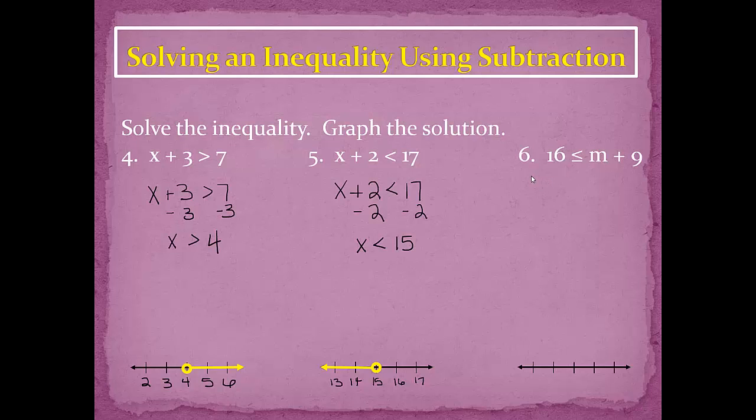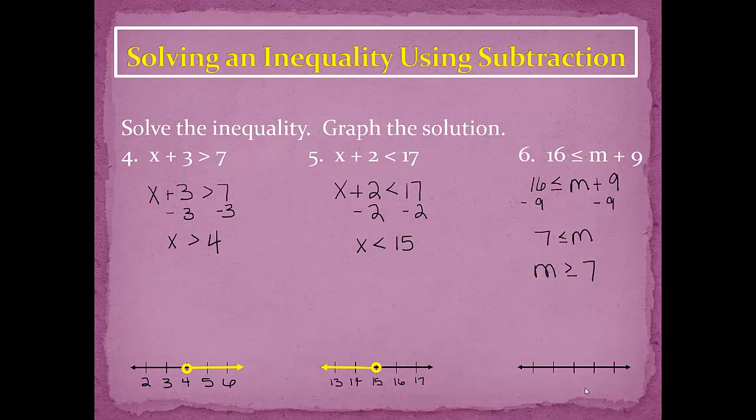And now for number 6, we have 16 is less than or equal to m plus 9. We solve this by subtracting 9 from both sides. 16 minus 9 is 7. So we have 7 is less than or equal to m. Then we can rewrite this as m is greater than or equal to 7.